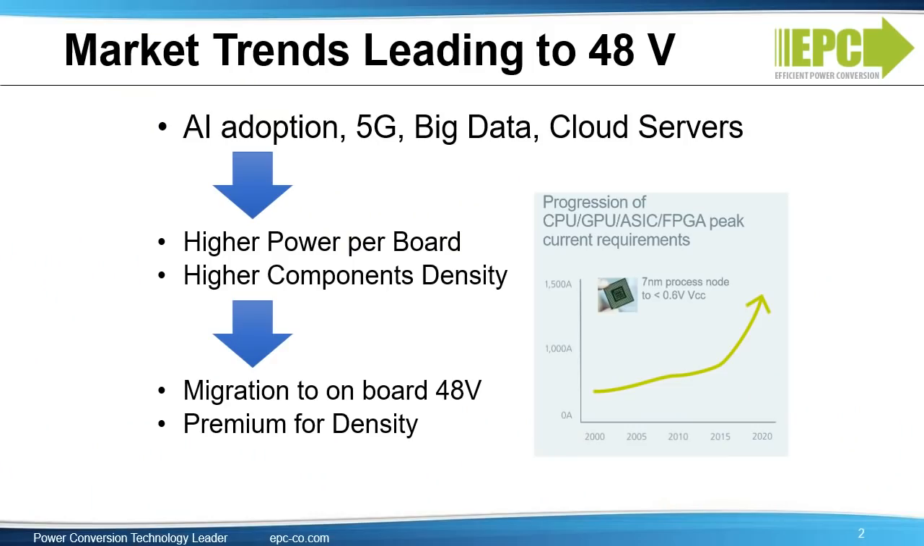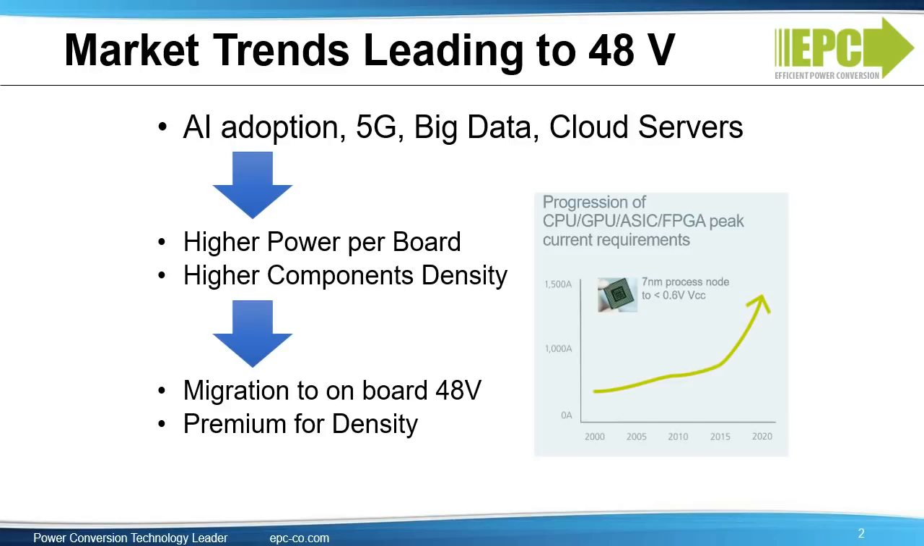The adoption of artificial intelligence, 5G, and big data are leading to more intelligence, but higher current requirements for the XPU, as well as more silicon content. Space on a server board is extremely precious, and servers, especially those designed for performing high-end computational functions such as artificial intelligence, are demanding more power.